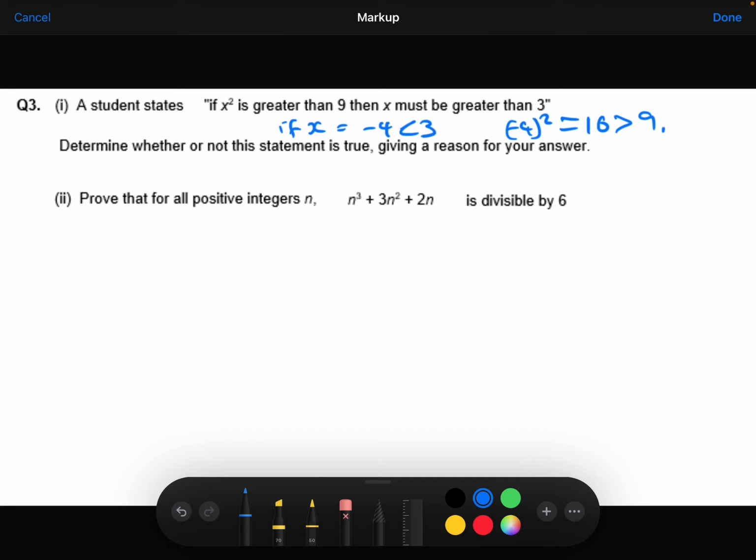Part II. Prove that for all positive integers n, n cubed plus 3n squared plus 2n is divisible by 6. So looking at this statement, I notice that each of those terms has got an n inside it. So I'm going to factorise that n outside. And then I notice that I've got a quadratic that I could factorise some more. Two numbers that multiply to make 2 and add up to make 3. It's 1 and 2.